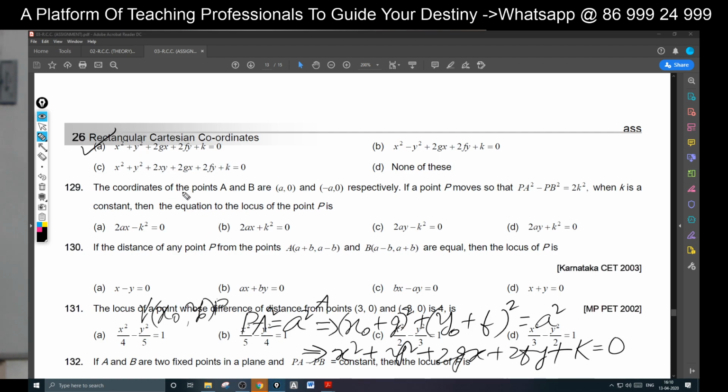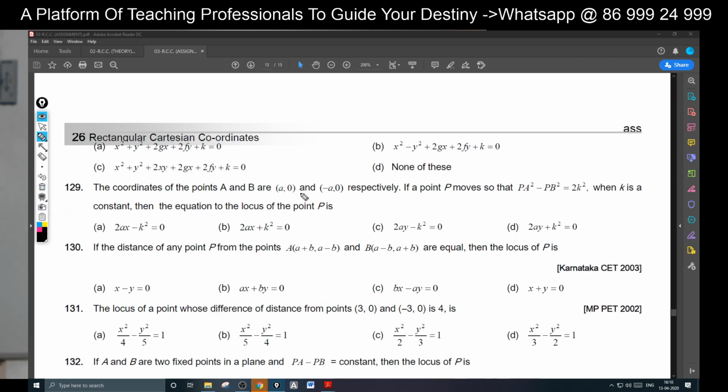Next, the coordinates of the points A and B are given. If a point P moves so that PA square minus PB square is equal to 2k square, where k is a constant, then the equation to the locus of the point P is. It's very simple, because unlike the previous problems, you need not square it. PA square minus PB square means P can be taken as x y, no problem. There will be no clash further. That is why you take it as x y and apply the PA square formula, x minus a whole square plus y square, and the PB square formula, x plus a whole square plus y square. Subtract them, equate to 2k square, and get the answer.